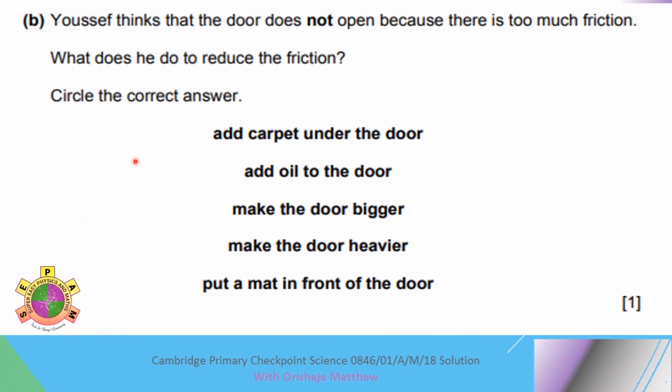Joseph thinks that the door does not open easily because there is too much friction. What does he do to reduce friction? Add oil to the door. Greasing or lubrication reduces friction.